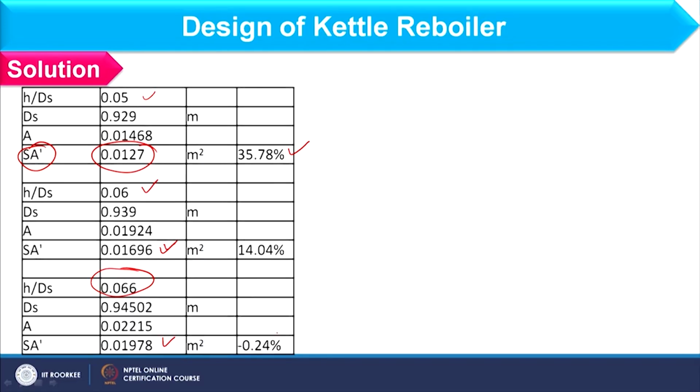0.01978, which is slightly higher than SA, but comparable also. So, you can consider this value as the final shell diameter. Okay. So, the bundle diameter is 781 mm and the shell diameter you can find as 945 mm. Okay. So, in this way you can design the kettle reboiler, and here I am stopping this lecture.